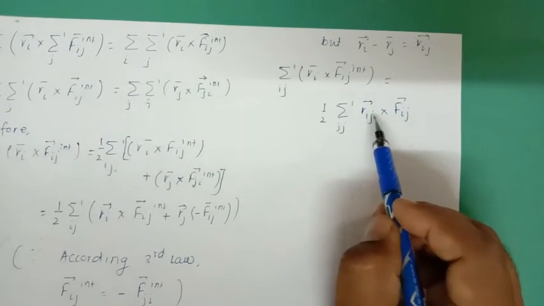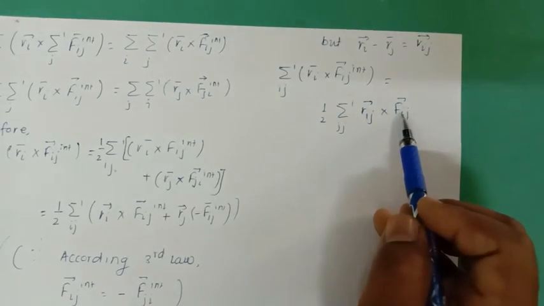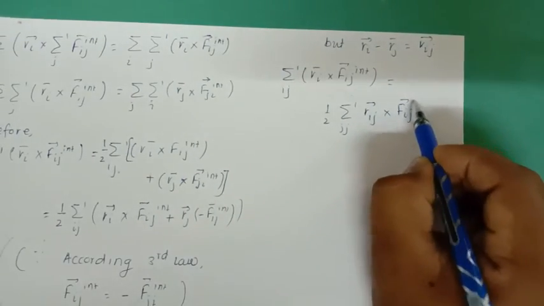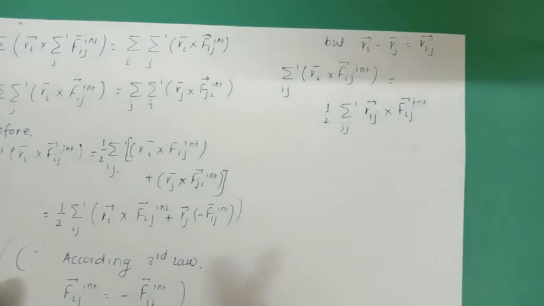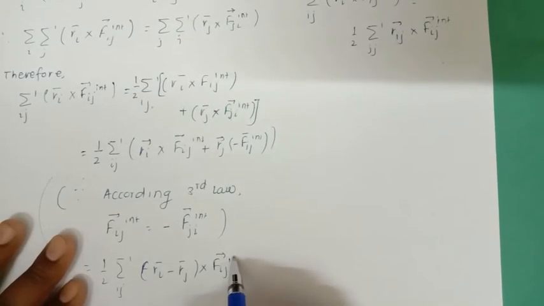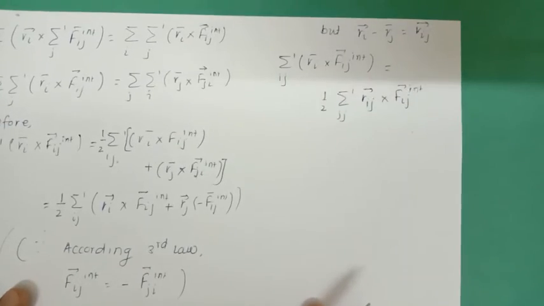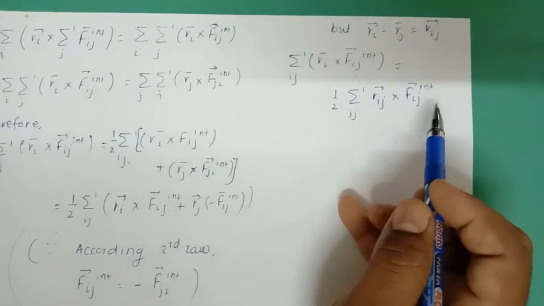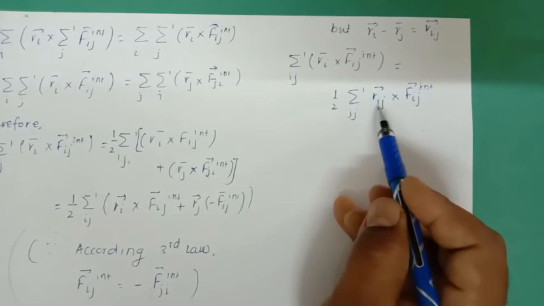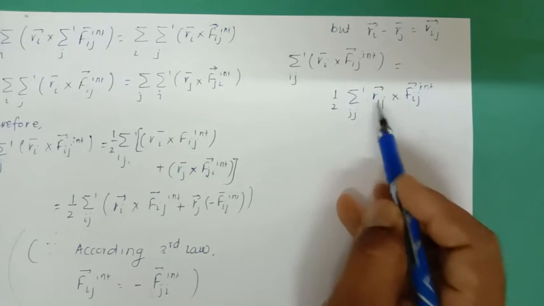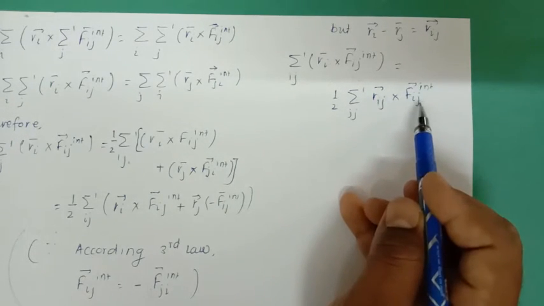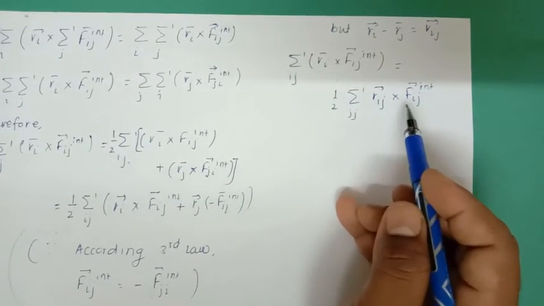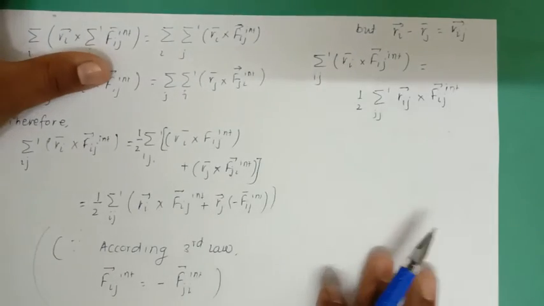So what is the direction of this Fij, the force acting on the ith particle due to the jth particle? Since the forces are internal, don't confuse the notation. So what is the direction of this Fij and Rij? Since those two vectors, the position vector Rij and the force acting on the ith particle due to the jth particle, are in the same direction.